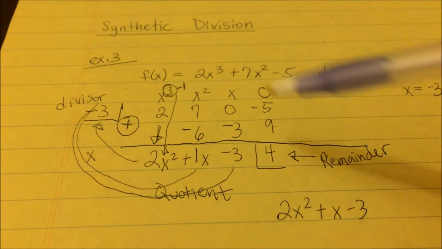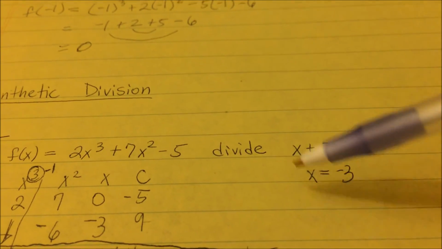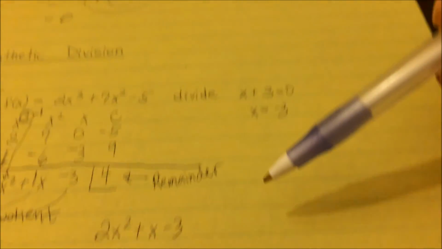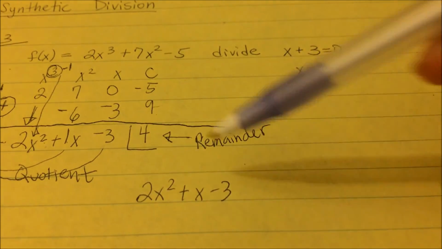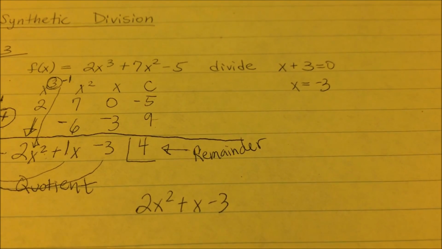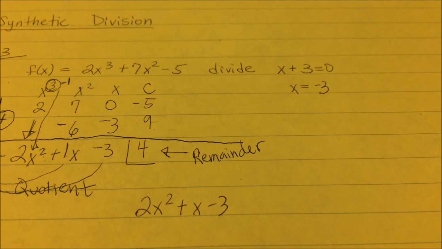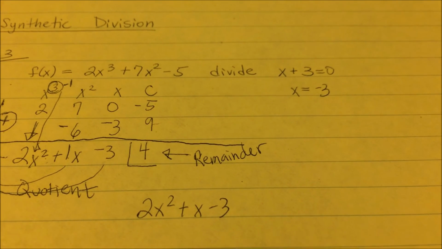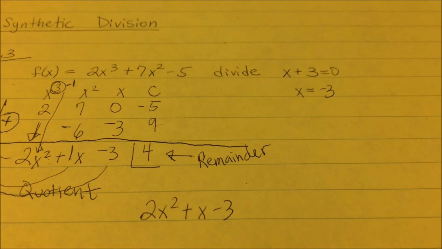Now, if you took this whole thing right here and did long division, you would get the same answer as this part right here. Okay? As I mentioned in chapter 3, there are methods that work fast, but they don't always work. And then there is a method that always works.